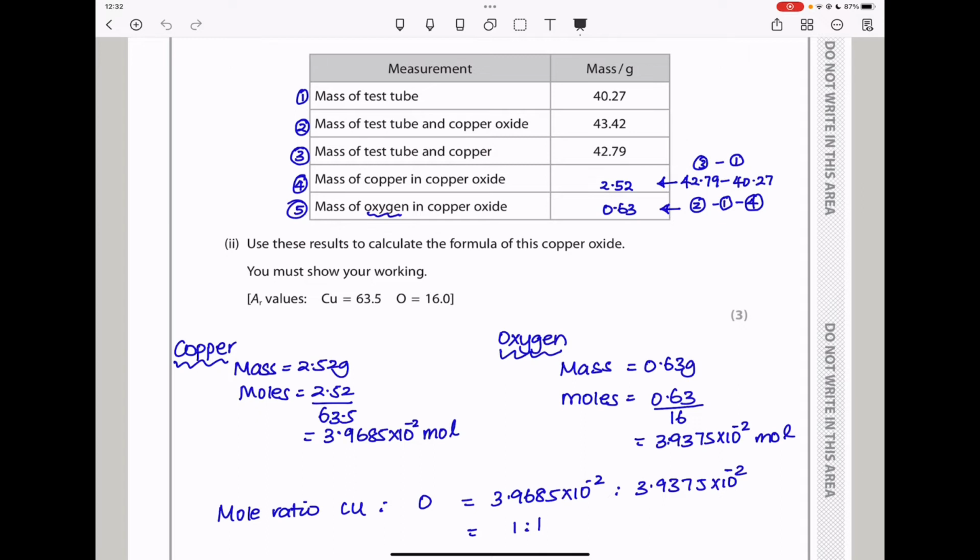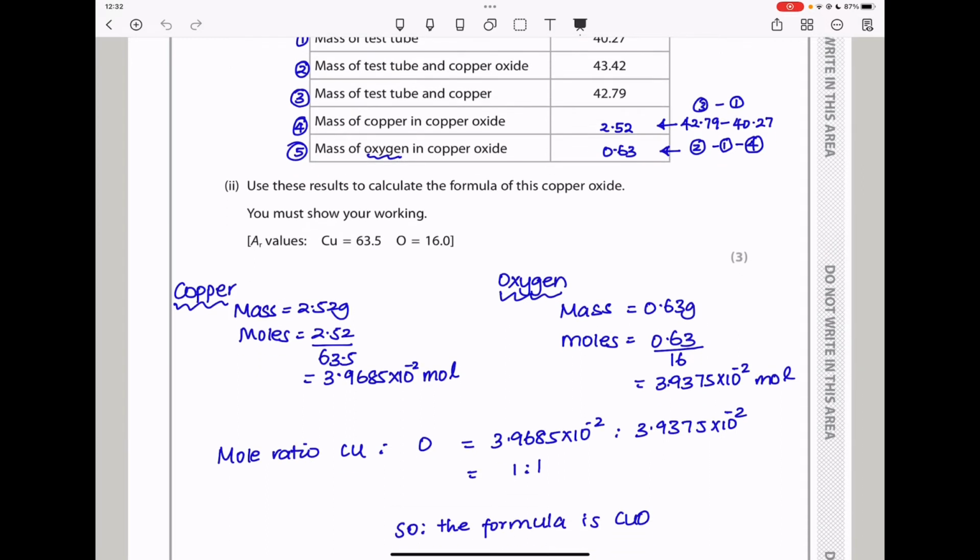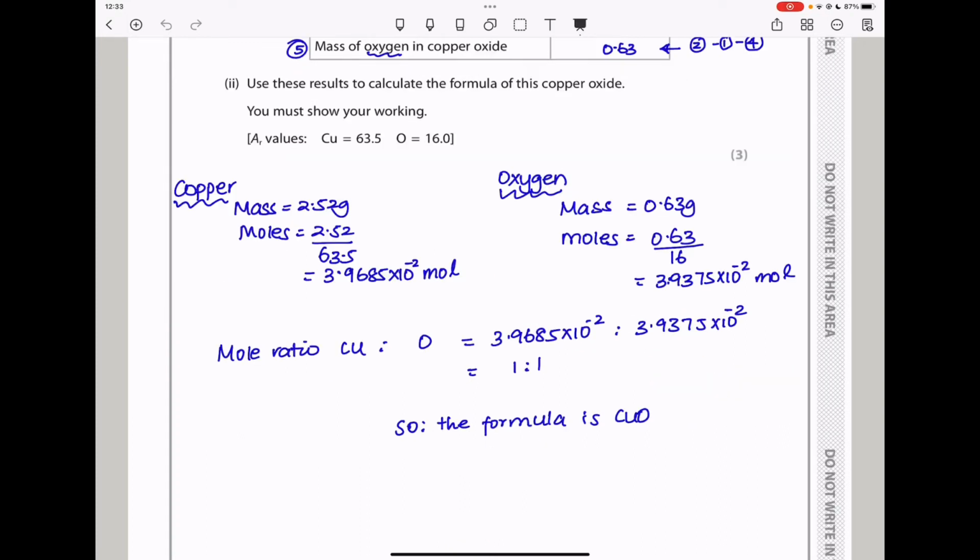So next they say use these results to calculate the formula of this copper oxide, and you must show your working clearly. So beginning with copper, I use the mass of copper, which I calculated here, and the moles of copper should be this mass divided by the atomic mass, and the answer is 3.9685 times 10 to the power negative 2. When I went to oxygen, the mass is calculated here, so mass divided by atomic mass gave me that as the number of moles. The next part was for me to find the mole ratio of copper to oxygen, which gave me that to that. The answer was 1 to 1. So the formula of the oxide of copper was copper(II) oxide, which is written as that.